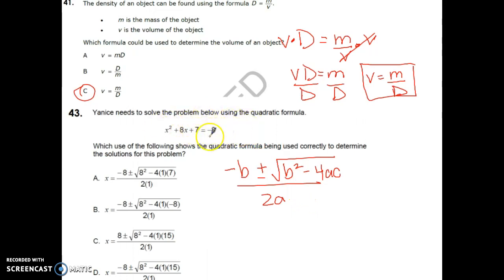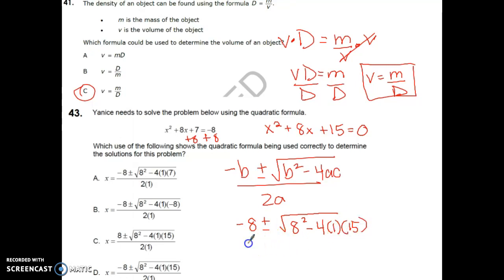So it needs to be in this form. What do I need to do? I need to add 8 to both sides first, so I get x squared plus 8x plus 15 is equal to 0. And then we do negative b plus and minus square root of b squared minus 4ac, all over 2a. Looks like this answer, negative b. Nope, that's wrong. Negative b plus minus b squared minus 4ac all over 2. Looks like D is the answer.